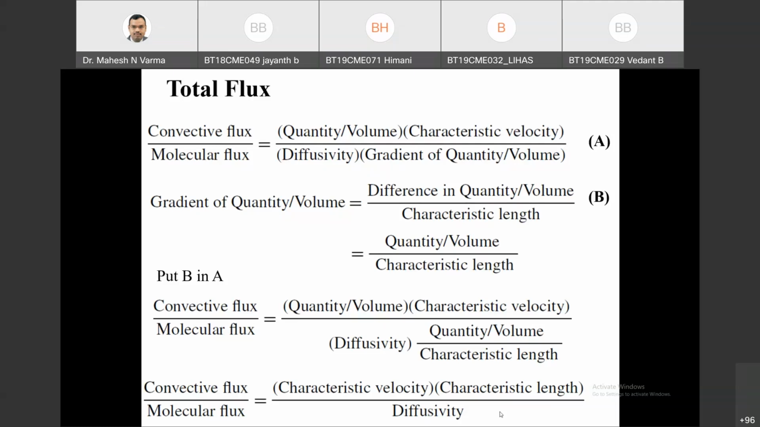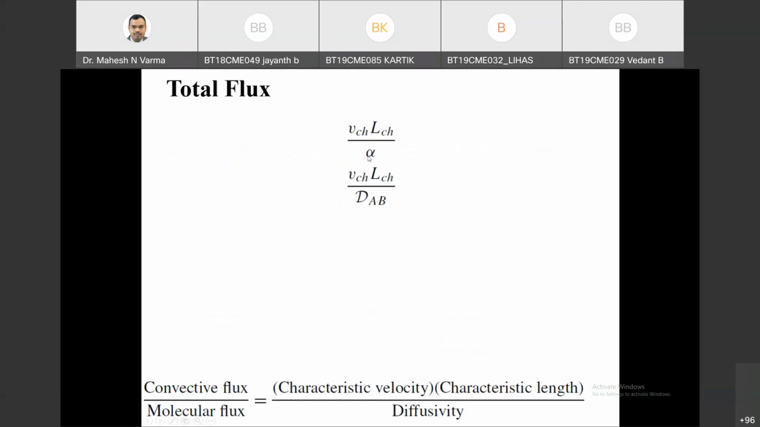Have you heard of this dimensionless number anywhere? Yes, sir, it is the Peclet number. Very good. So this is VL divided by alpha. This is the Peclet number for heat transfer, and this is the Peclet number for mass transfer. What is the Peclet number for momentum transfer? It resembles the Reynolds number, isn't it?